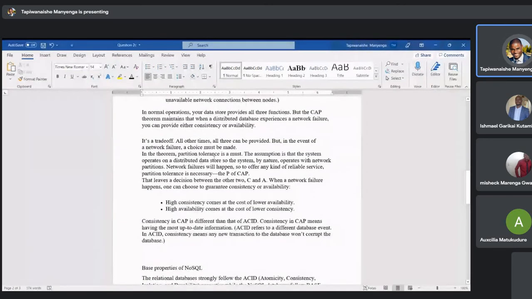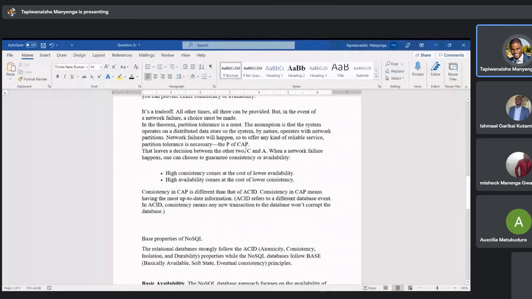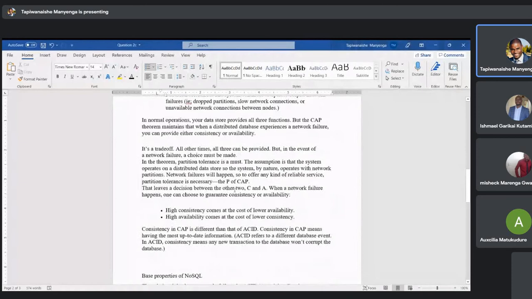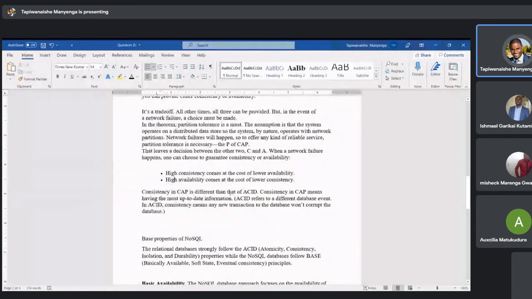So in theorem, partition tolerance is a must, like I said. And the assumption is that the system operates on a distributed data store. So the system by nature operates with network partitions. So when a network failure happens, one can choose to guarantee consistency or availability. So high consistency comes at the cost of low availability. Then high availability comes at the cost of lower consistency. But the P, the partition tolerance, will always be there.